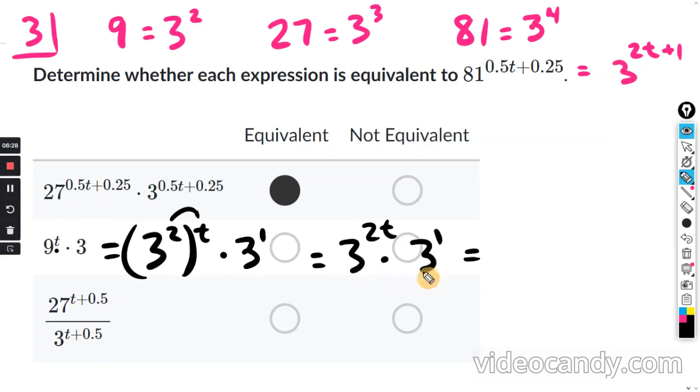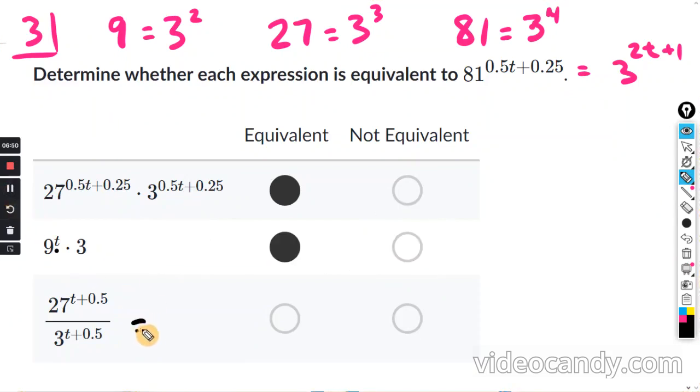The 3's match, the base numbers match, and we are just adding the exponents here. When the base numbers match and you're multiplying, you just add the exponents, 2t plus 1. Does it match the original? Yes. So part 2 is also equivalent. Last one up. Replace 27 with 3 to the third.